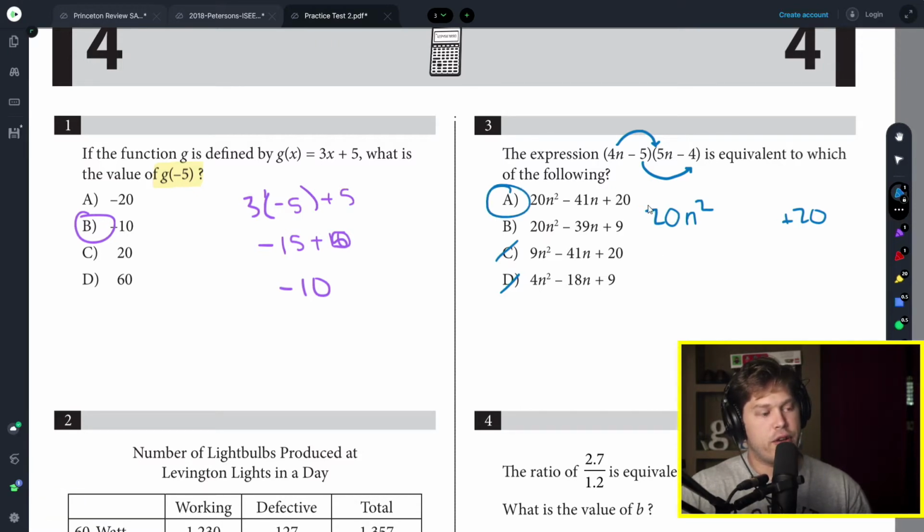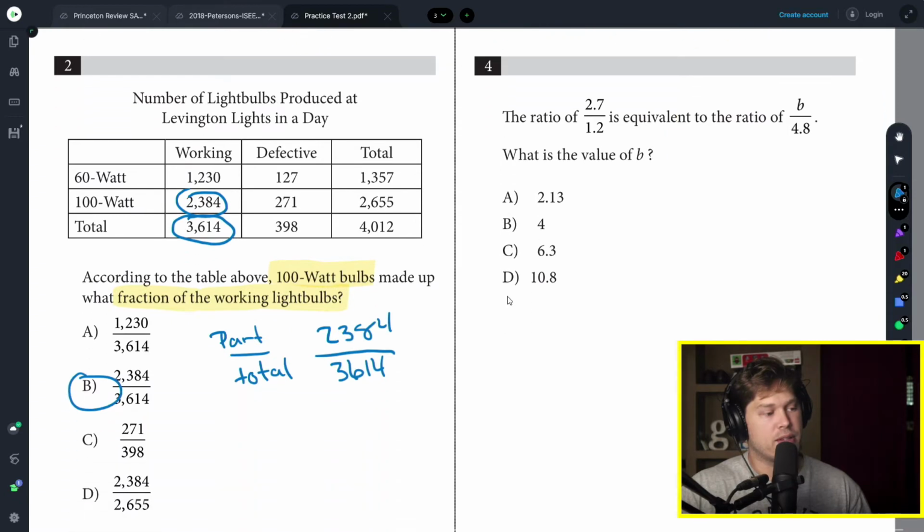Now let's go ahead and finish the problem though. 4n times minus 4 is going to be minus 16n, and minus 5 times 5n is going to be minus 25n. And when you combine those, you do get minus 41n, so that just confirms A as our answer.